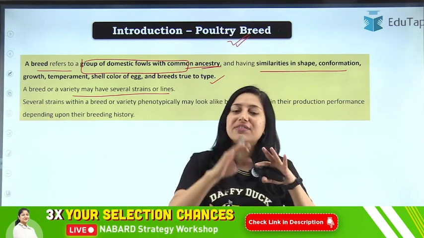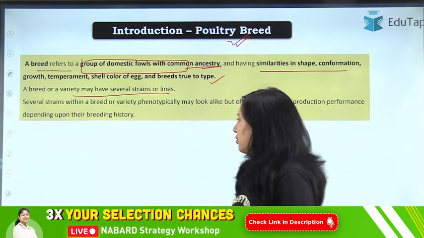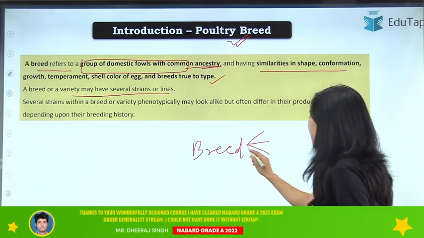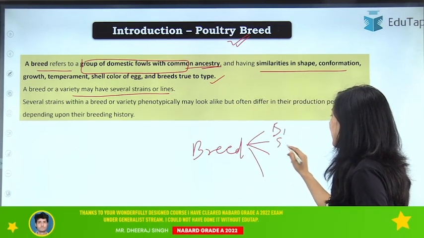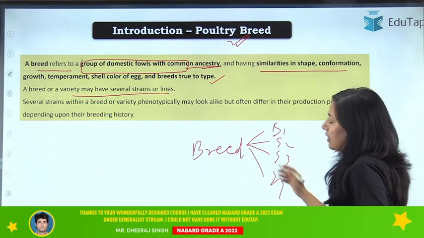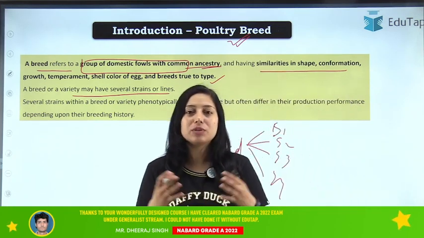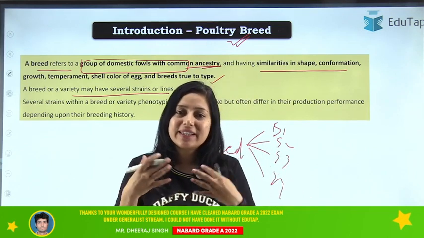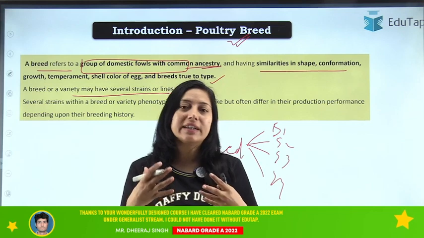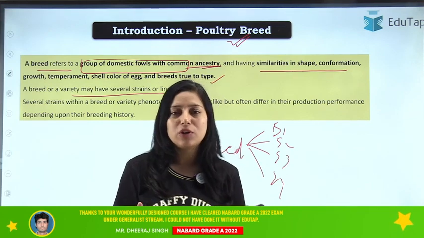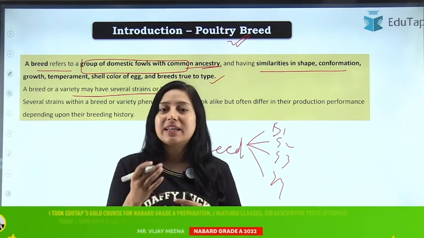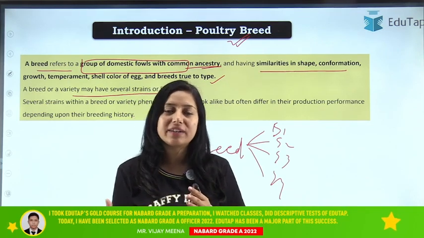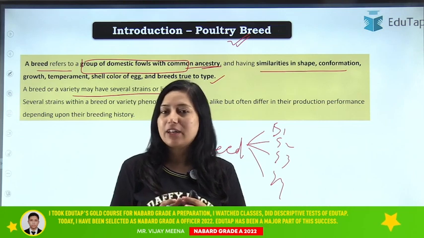One particular breed has several strains or lines. We have a breed and this breed can have several strains. Due to the breeding process, it can have several strains, and these several strains differ from one another in terms of productivity. Though they belong to a similar breed, these different strains will differ from each other in terms of productivity, in terms of egg laying capacity and all, right?